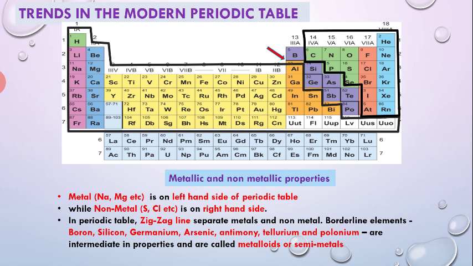Metalloids and semi-metals have some properties of the metals and some properties of the non-metals. So this is the thing that you need to remember: what is metal and where is the metal, and what is non-metal and where is the non-metal. In the same way, what metalloids and semi-metals are. So this is the trend in the periodic table.